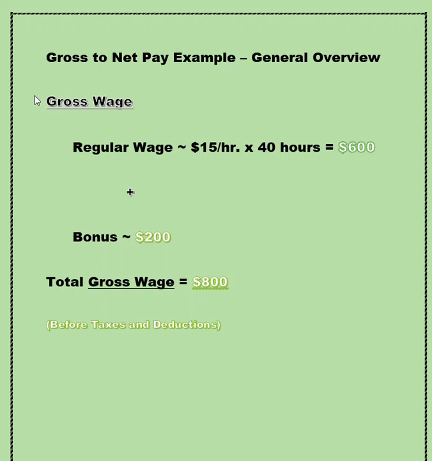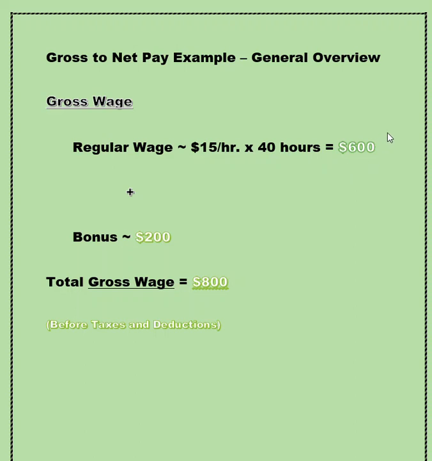So a gross wage is the amount of earnings that you make before any taxes or deductions are withheld. And generally this is going to be something like your wages, your overtime, any bonuses that you make. In this example, we're just going to use a regular wage rate of $15 an hour and say that person worked 40 hours in a work week.